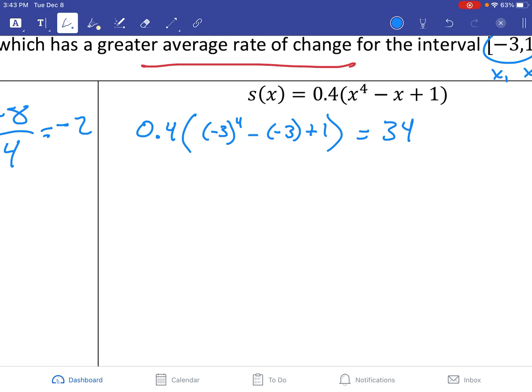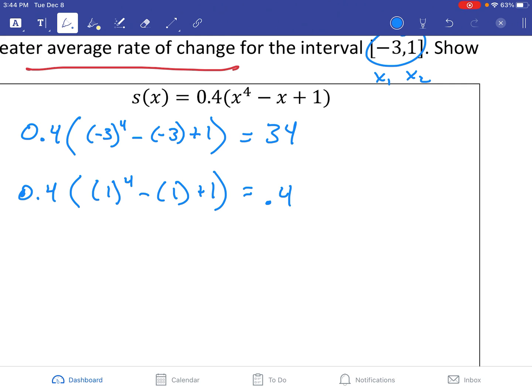Okay. Do the same thing when I do it with 1. So I have 0.4, and then I'm going to have 1 to the 4th minus 1 plus 1. Okay, I'm going to put this in the calculator again. I have 0.4, 1 to the 4th. Minus 1 plus 1. I'm going to get 0.4.